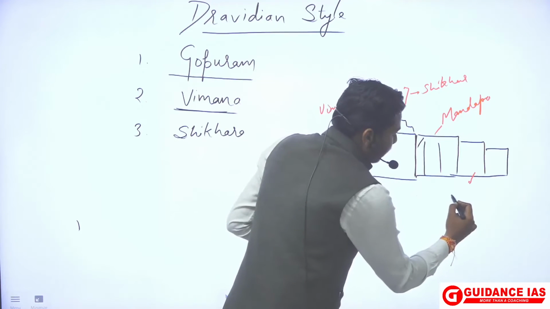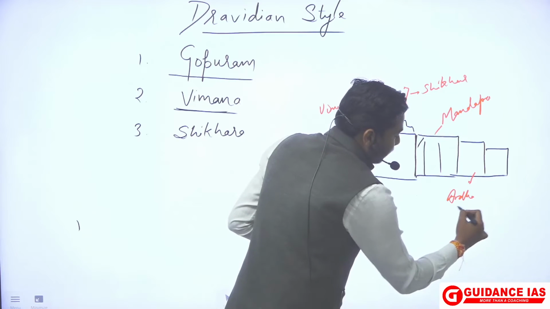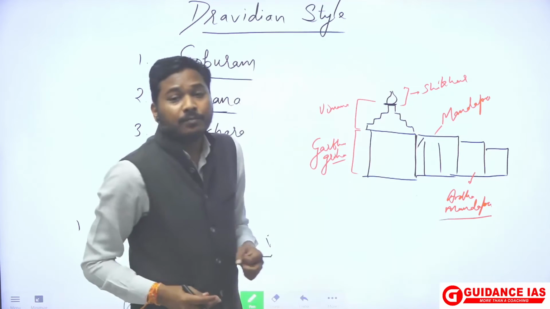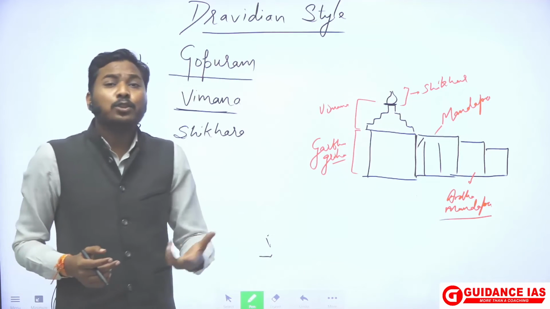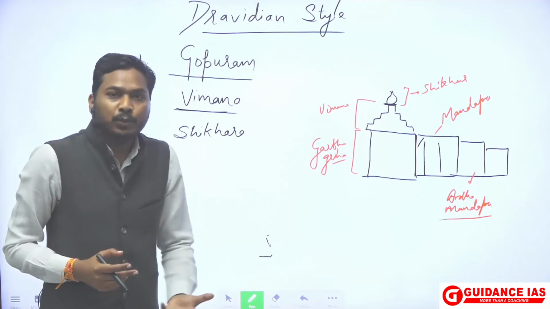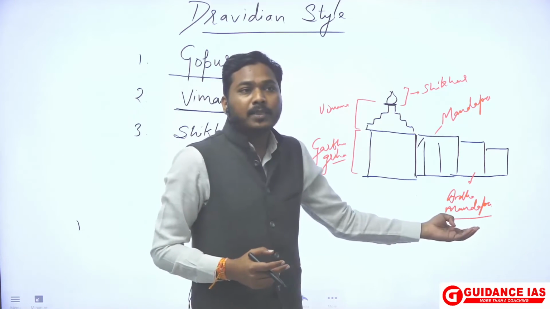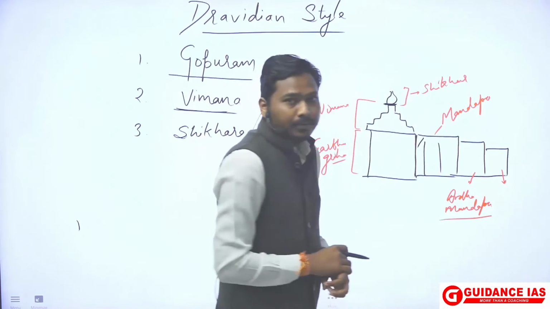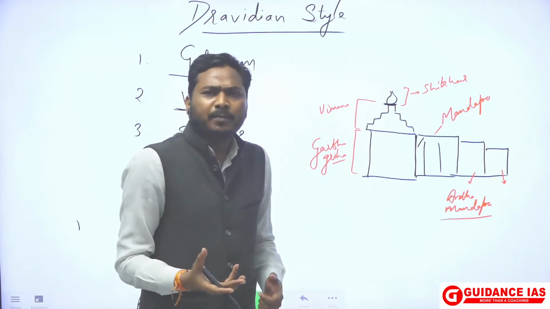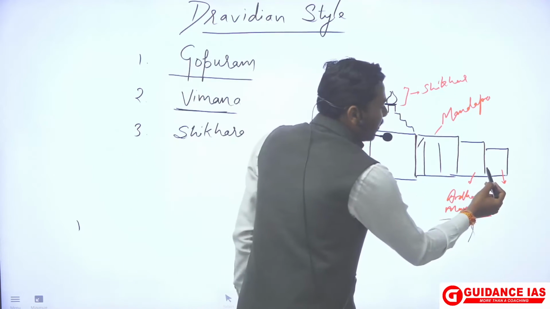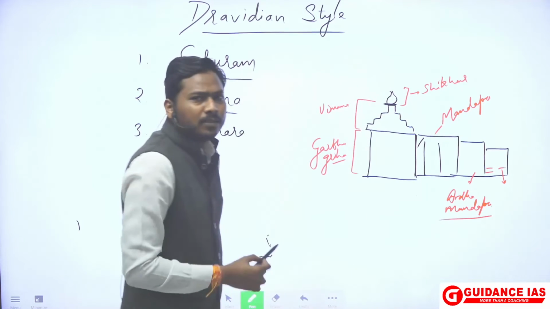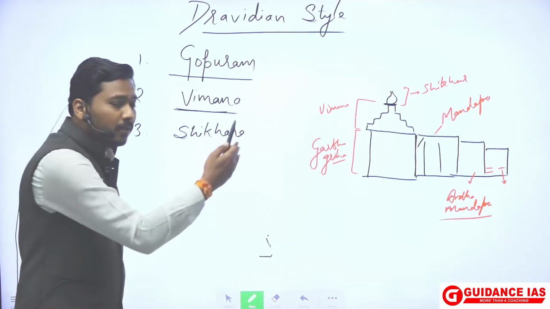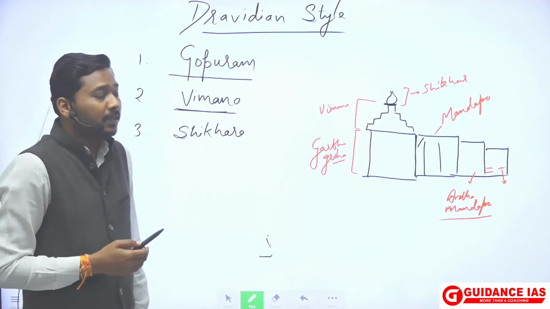Then there is the Ardha Mandap. Now this Ardha Mandap is for performing certain rituals and ceremonies. That is why the Ardha Mandap is there. Then there is the Bhog Mandap, where offerings can be made. Sometimes people are fed in the temple premises, so for that reason there is the Bhog Mandap. So those are the different types of mandaps in the Dravidian style.